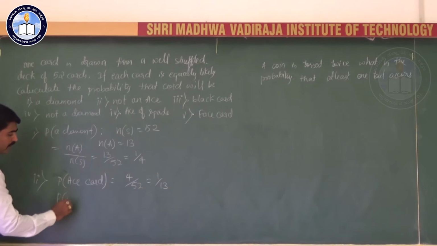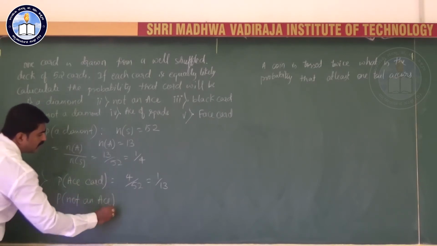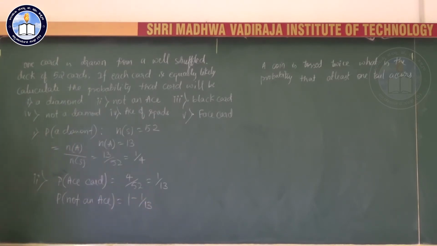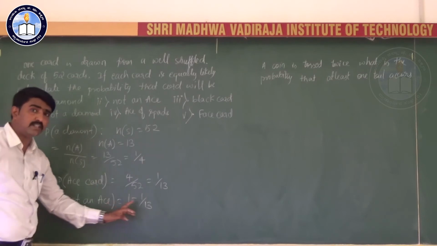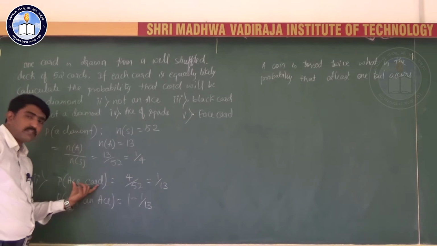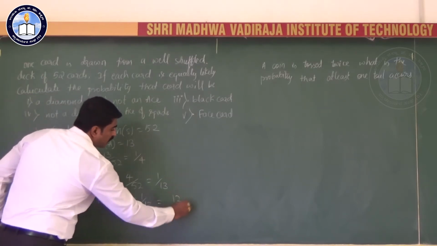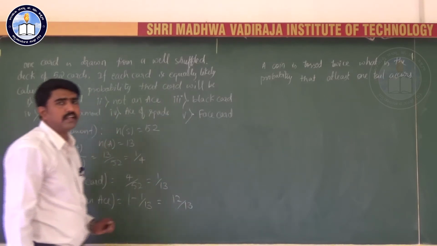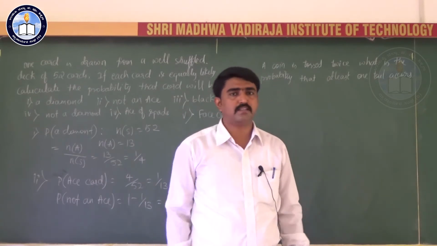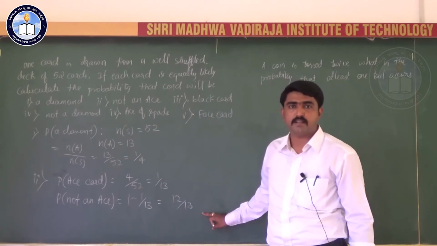But probability of getting not an ace card is nothing but 1 minus 1 by 13. Why? Because it is the probability of not of this event, therefore 1 minus this, therefore it is 12 by 13. Or you can take out of 52 cards except 4, remaining all are non-ace cards, therefore 48 by 52, that is nothing but 12 by 13.